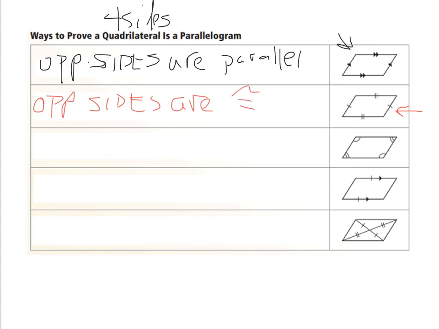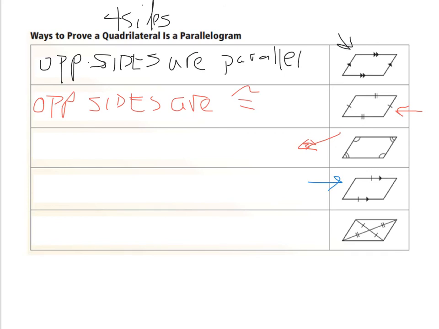Okay, and I want you to do the third one on your own. And so we'll come back to that here in a little bit, and I'll do the next one. So now we're talking about this one I'm going to do with you. Why is that a parallelogram?